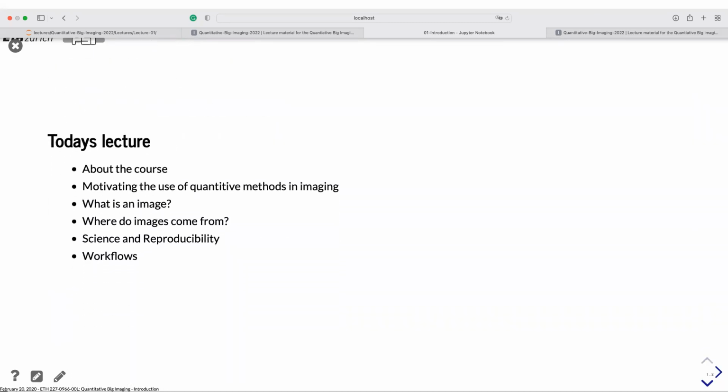So today's lecture, first about the course, what we are going to do, motivation to use quantitative methods in imaging, and then a little bit of basics about what images are, where they come from, and also some basic science theory and looking into workflows, how to work with images.